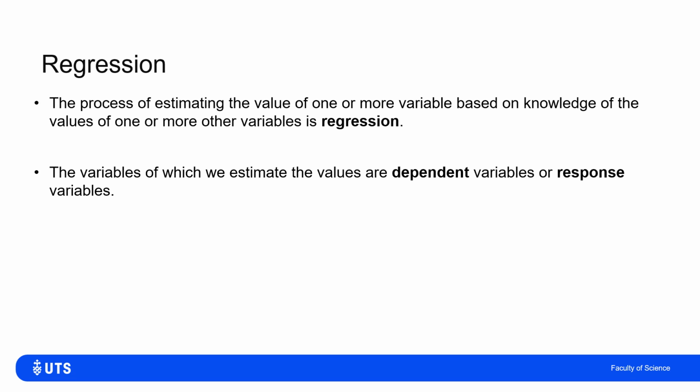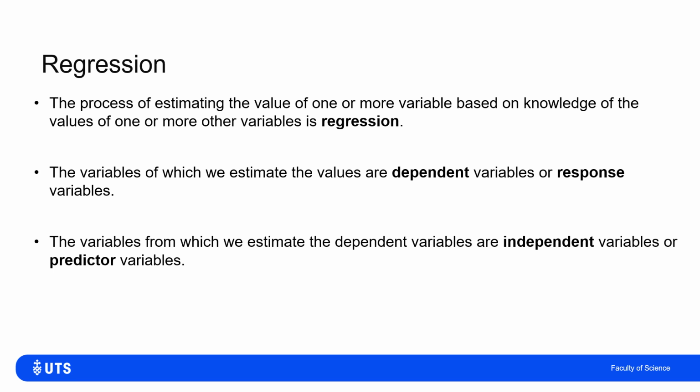Now, a little bit of terminology here. The ones that we're trying to explain we call dependent or response variables, and that's, I think, a fairly intuitive label. We say that those values depend on things we've measured, or that they respond to them. The opposite of that is either independent variables or sometimes predictor variables. So we use predictors to predict a response, or we use independent variables to predict the dependent variable.